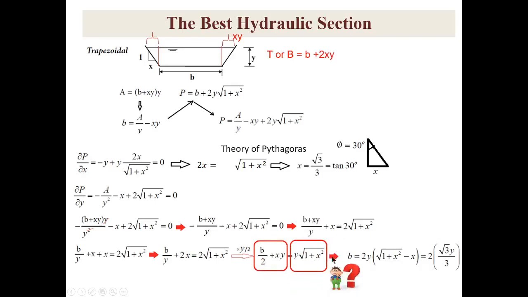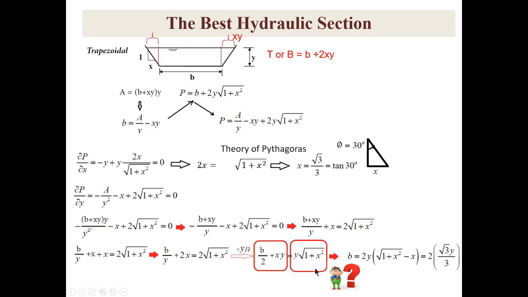I have a question before going to explain this part. Let's ask you this question. What does equality imply to you? Do we have these terms previously? Y root of 1 plus x squared, or we had b over 2 plus xy?